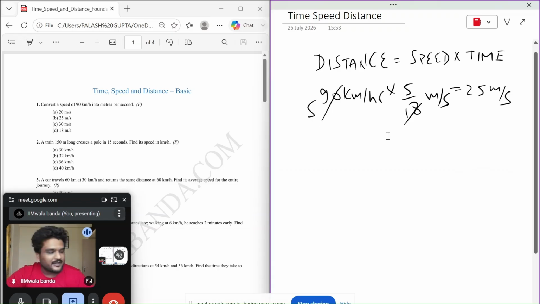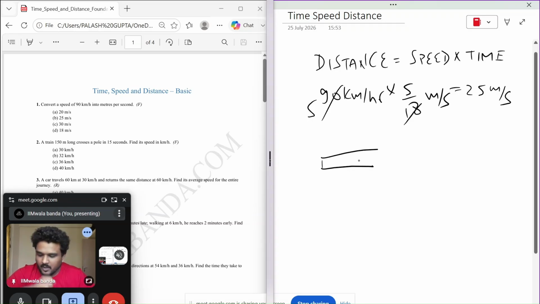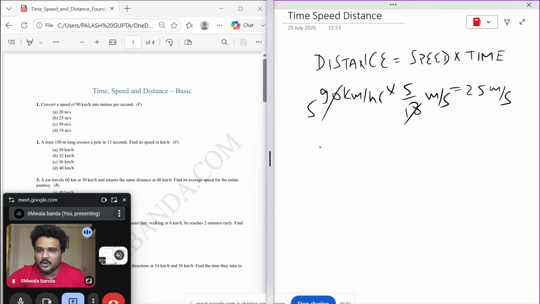Next, if we look at the second question, before we get into it, let's understand what are the types of common problems. So usually, there's a concept of average speed. Average speed is basically what is the entire journey's average speed.